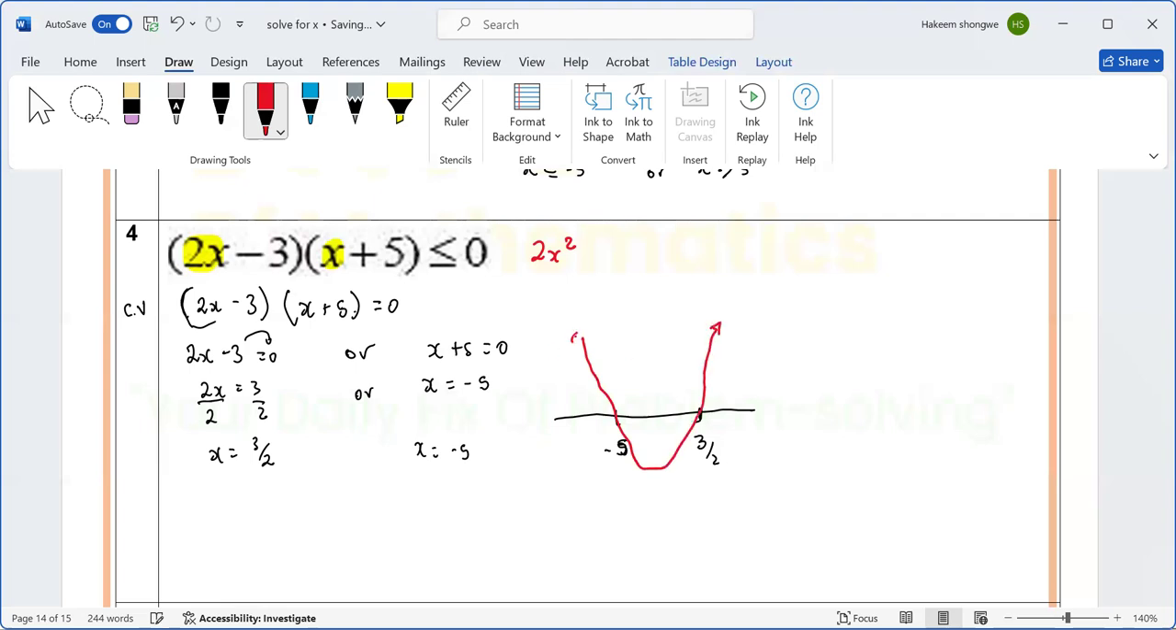Now, what are they asking us here? Let's ask ourselves this question. Above the line or below the line? Less than? Below the line. So we're talking about below the line. Now that we have below the line, we're going to shade below the line. Here's our solution. Our solution lies below the line.